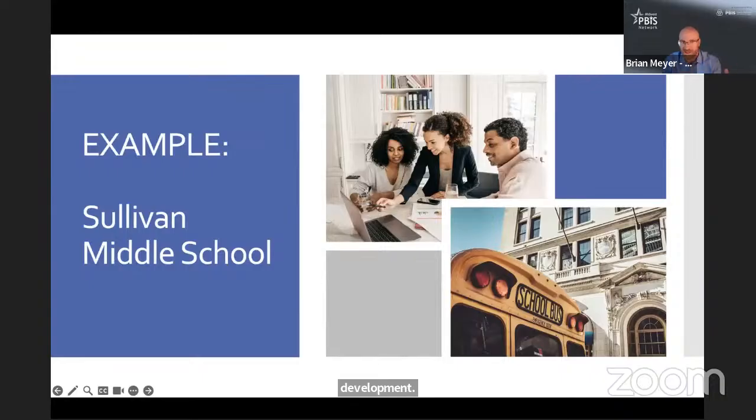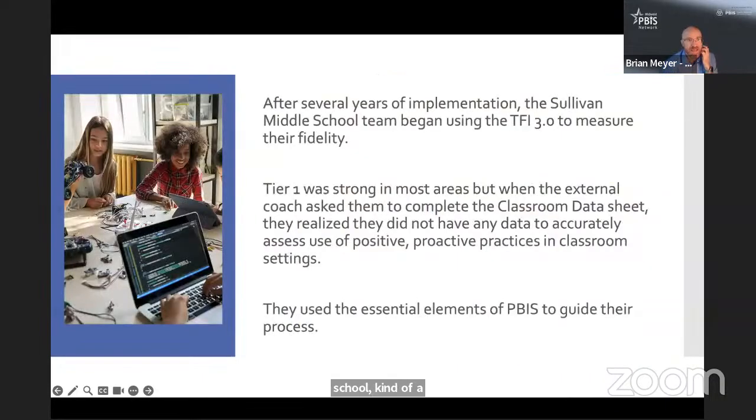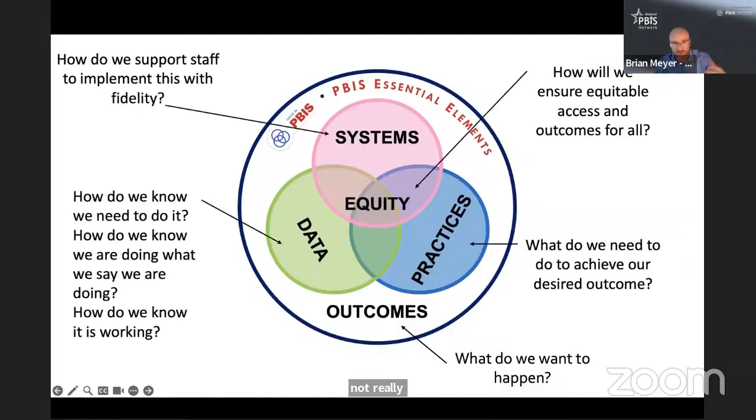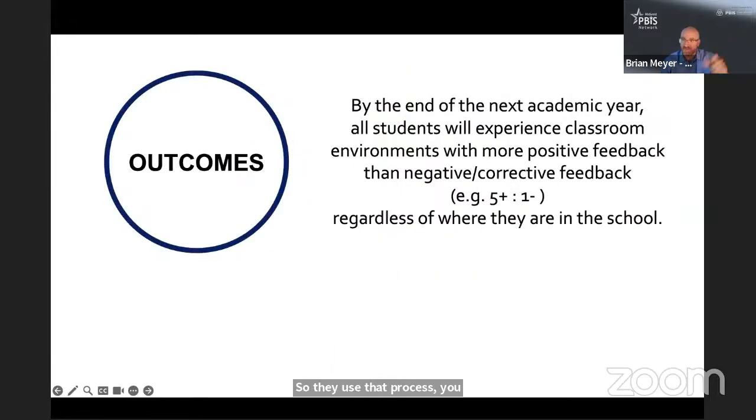I'm gonna run through it really fast. But the details are here. So you have a middle school, and they looked at their classroom data, and they're not really measuring their positive proactive classrooms. All right, so they use that process. Core things. What do we want to have happen in our classrooms? How do we support our staff, et cetera? So the goal, 5-to-1 ratio.